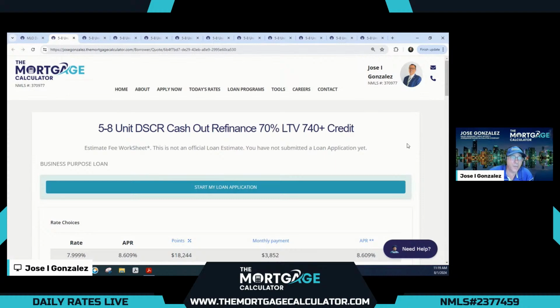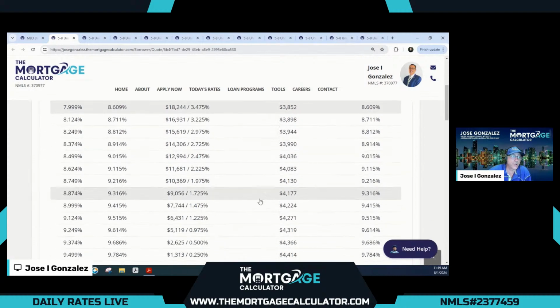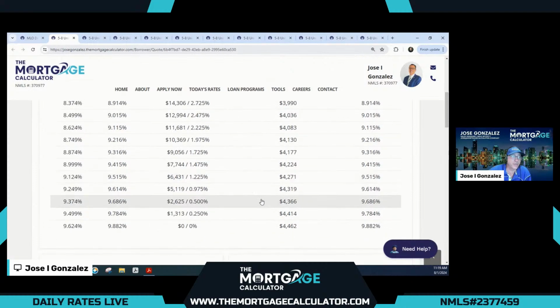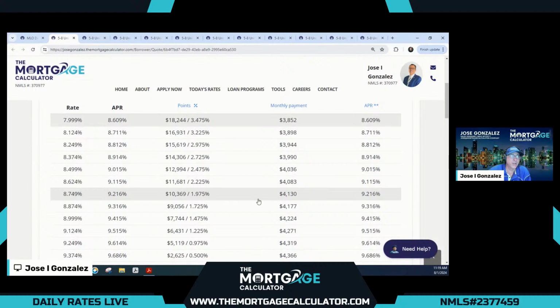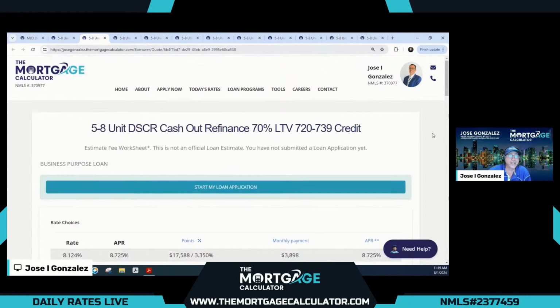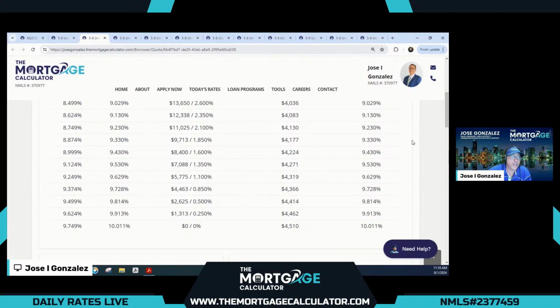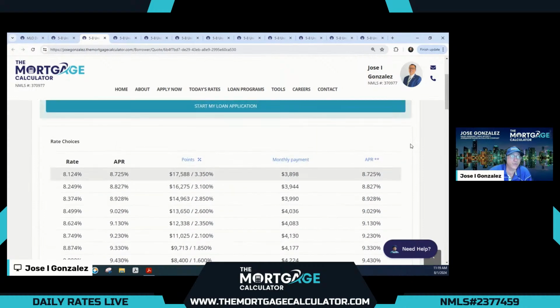And now for our cash out options. Our first option here, max 70% LTV is the max LTV for this particular hybrid option with a 740 plus credit score. We are looking at 9.624 lowest cost option at par, and you can buy that down to 7.999. Our 720 to 739 credit score, still maximum LTV of 70%. And we're looking at 9.749 is our lowest cost option, and 8.124 is our lowest rate option.